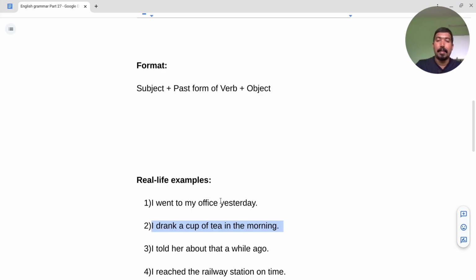I is a subject. Drank is the past form of drink. Got it? Drink, the past form is drank. Cup of tea is the object. In the morning is the time. I drank a cup of tea in the morning. Now it is the afternoon. This is what I did in the morning.